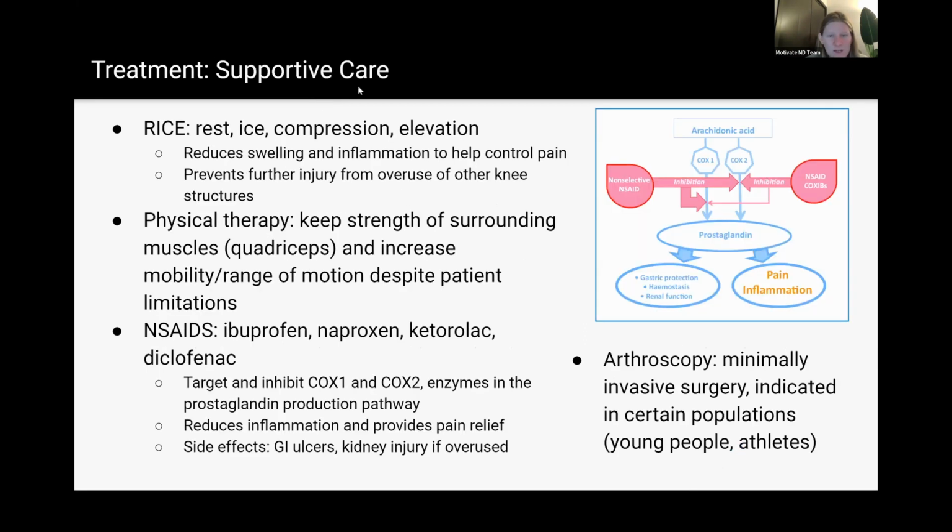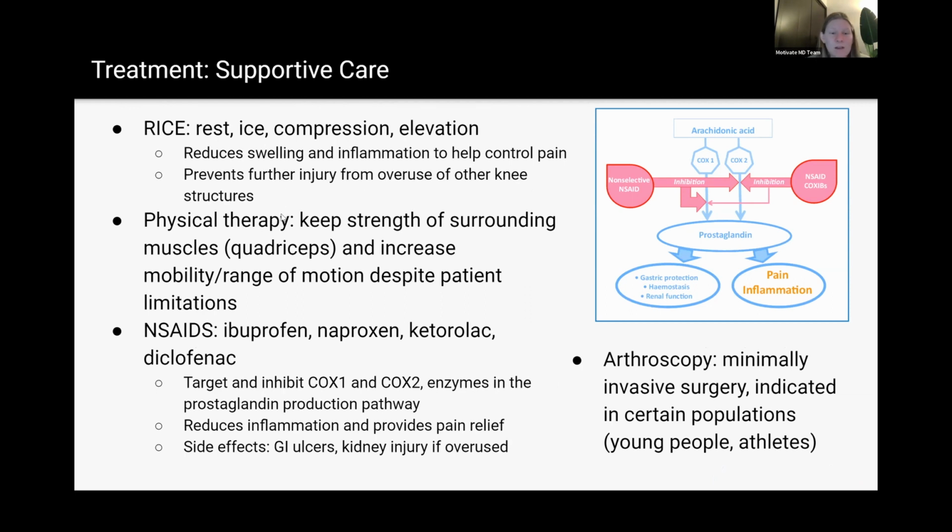So what's the treatment for ACL tears or ACL injuries? We mentioned before RICE. RICE stands for rest, ice, compression, and elevation. This is going to help to reduce the swelling and inflammation of the knee to help control your pain. And it will also prevent further injury from overuse of your other knee structures.